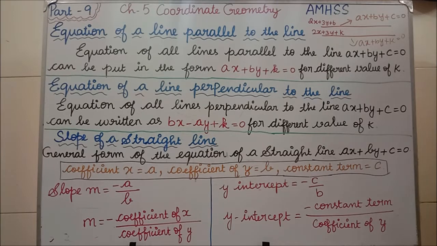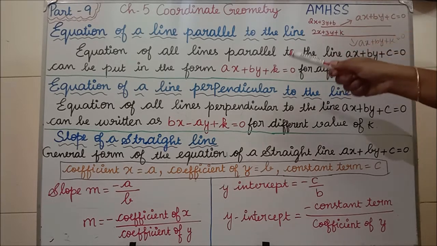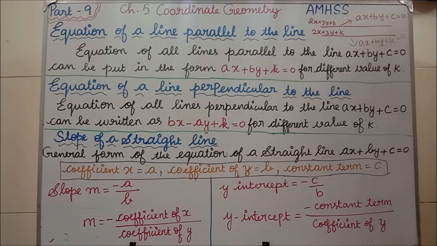Clear? So that is why I have written here ax plus by plus c. I have written how it can be changed into ax plus by plus k equal to 0 for different values of k. Clear all of you? When we do the problems, you will be very clear. Next, we will see the equation of a line perpendicular to the line.